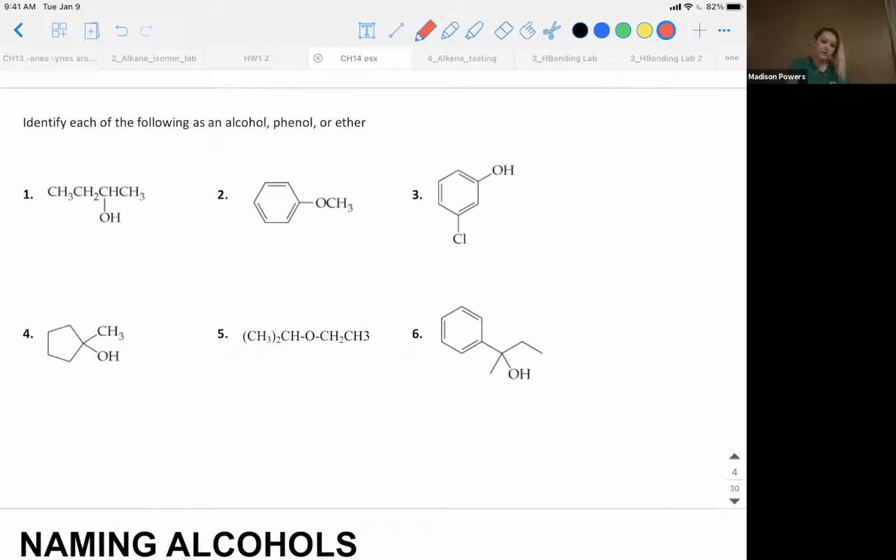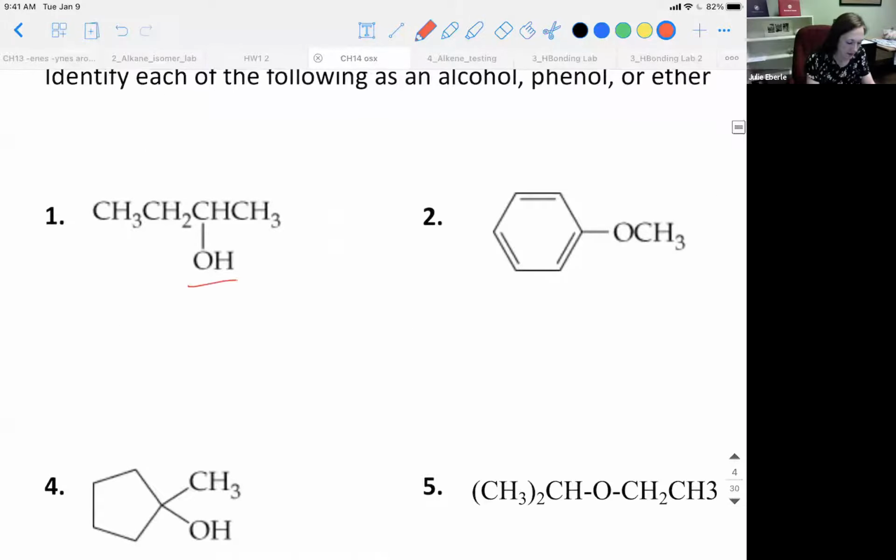Would it be an alcohol? Yep. Here's the OH group, and we don't have any sort of aromatic ring. We don't have any carbon-oxygen-carbon bond. So this is an alcohol. Okay, what about 2?